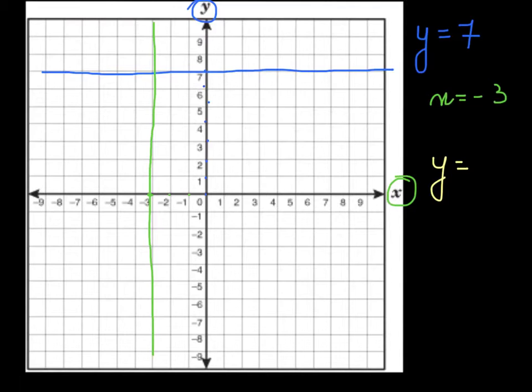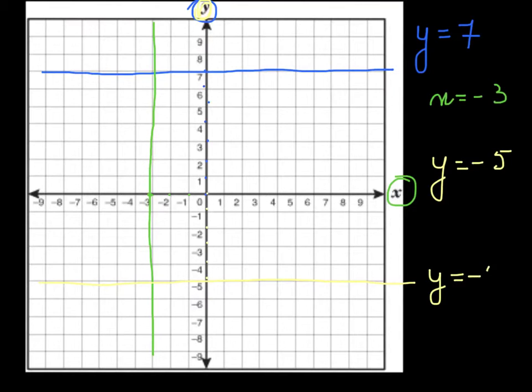Y equals -5. So y is a vertical axis, y was -5: 1, 2, 3, 4, 5. So this is the equation of this line.